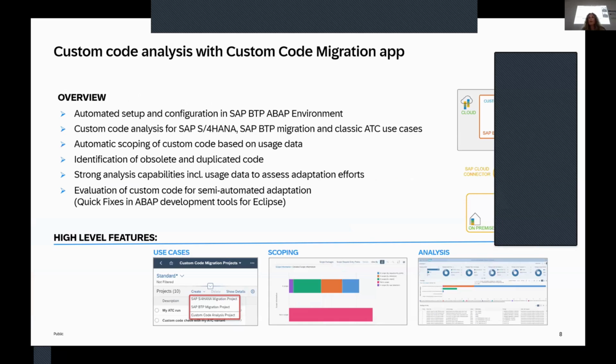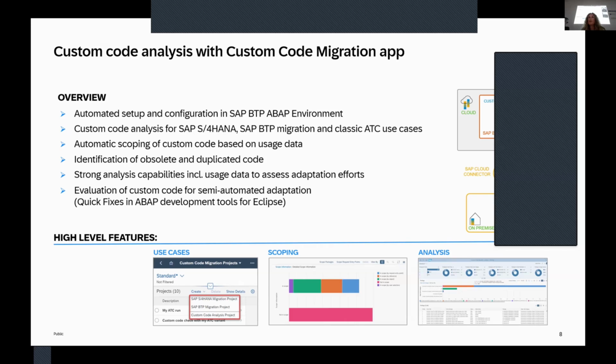The custom code analysis is available in the custom code migration app, so you can execute a central check run over the custom code in the system, on-premise or private cloud, using the custom code migration app. For some of you, this app is probably already familiar, because you have already used it during your S/4HANA system conversion projects in order to check your code for S/4HANA readiness.